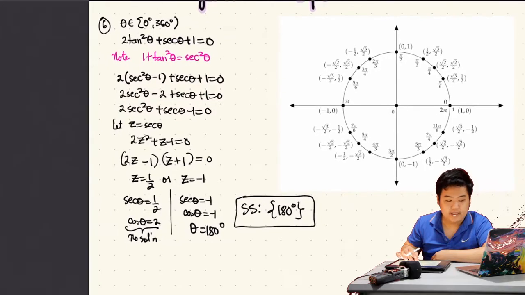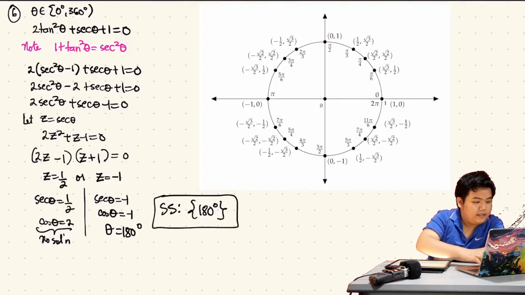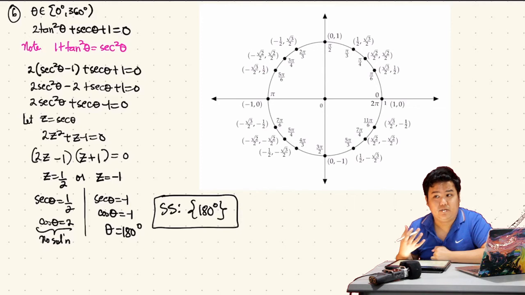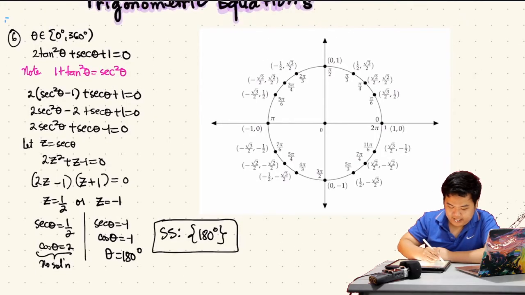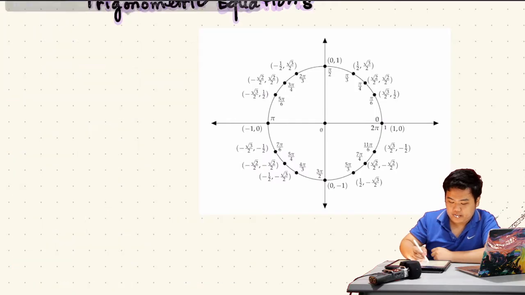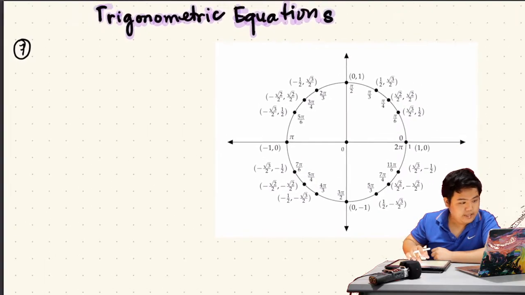Okay, nagets ba? Next. Okay, number 7. Last 4 examples. Kaya natin to. So, basically, kailangan lang alam niyo yung identities and memorize yung unit circle. So, number 7 na tayo.